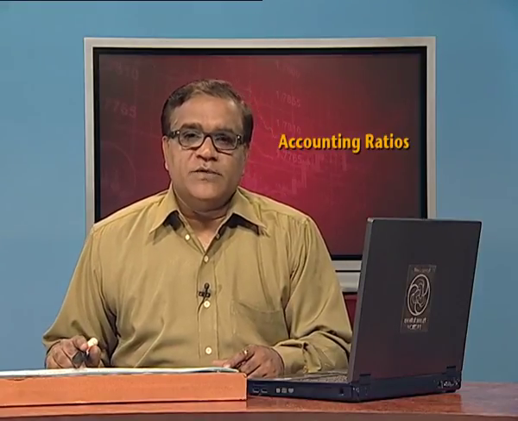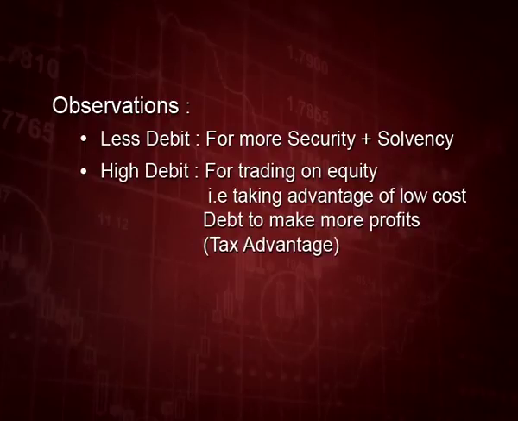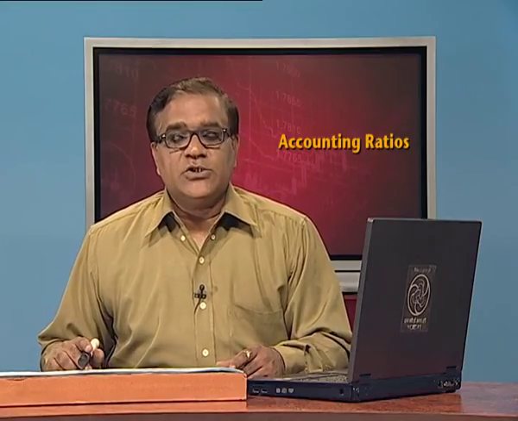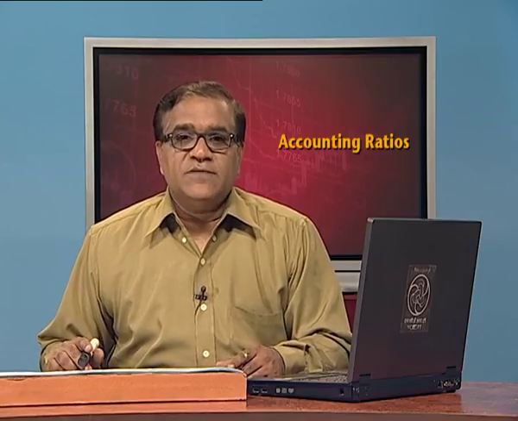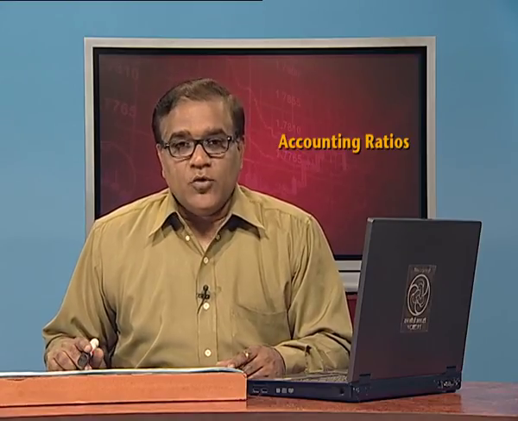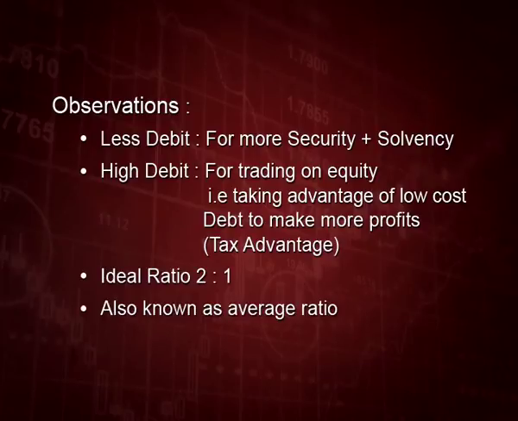Now, what do we observe from this ratio? If there is less debt, it is for more security and solvency. But if high debt is there, we can trade on equity, that is, we can take the advantage of low cost debt to make more profit, because interest paid is always shown in the P&L account, which gives the company some kind of tax advantage and we can earn more on that money. The ideal ratio is 2:1. This is sometimes also known as leverage ratio.